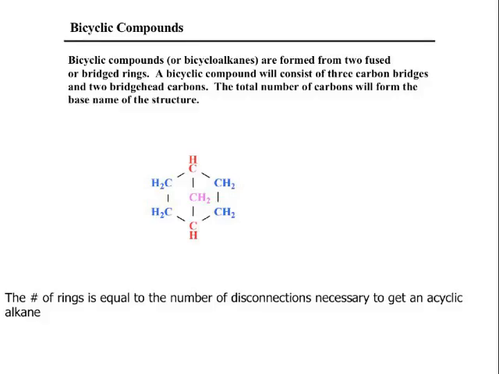Because I thought our definition last time was a ring was if I start at some point and I go around without ever lifting my pencil, that's a ring, right? Well, there's a ring. Is that not a ring? And is that not a ring? It looks like there's 3 rings. But in fact, there are only 2 rings. And it's because it only takes 2 disconnections to get it to be acyclic.